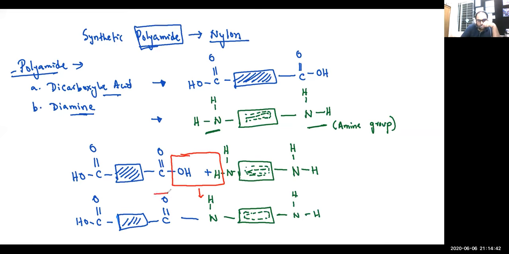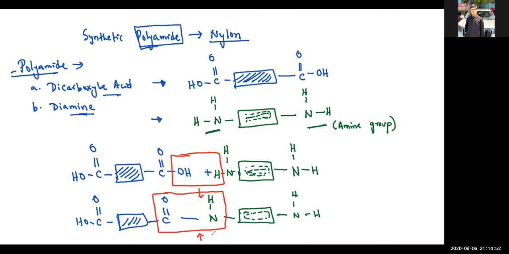So a C double bond O and NH. What do we call this whole thing? What do we call this thing? Amide linkage. We call this the amide linkage. A-M-I-N-E is the amine group and A-M-I-D-E is the amide linkage. Do you understand the difference? This is the amine group and this is the amide linkage. And when there are multiple amide linkages, we call it polyamide. Please draw this, everyone.